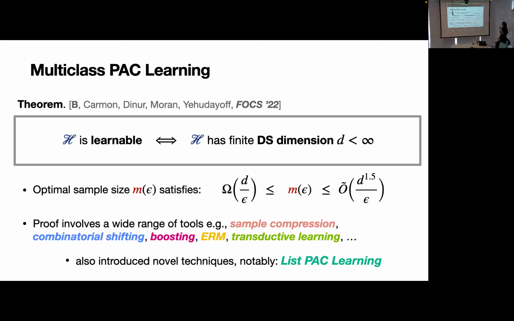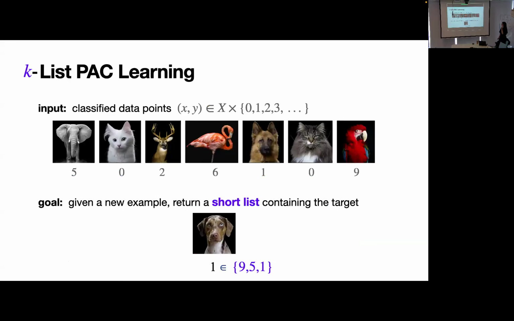Okay, so what is list PAC learning? It's a very intuitive relaxation of PAC learning, where we still want to classify our data, but now instead of requiring the algorithm to return exactly the correct label, we allow it to return a short list that is likely to contain the true label. The size of the list is going to be a parameter k, and then we can define this k-list learning. It's also known as top-k classification. People thought about it in more of an empirical context.